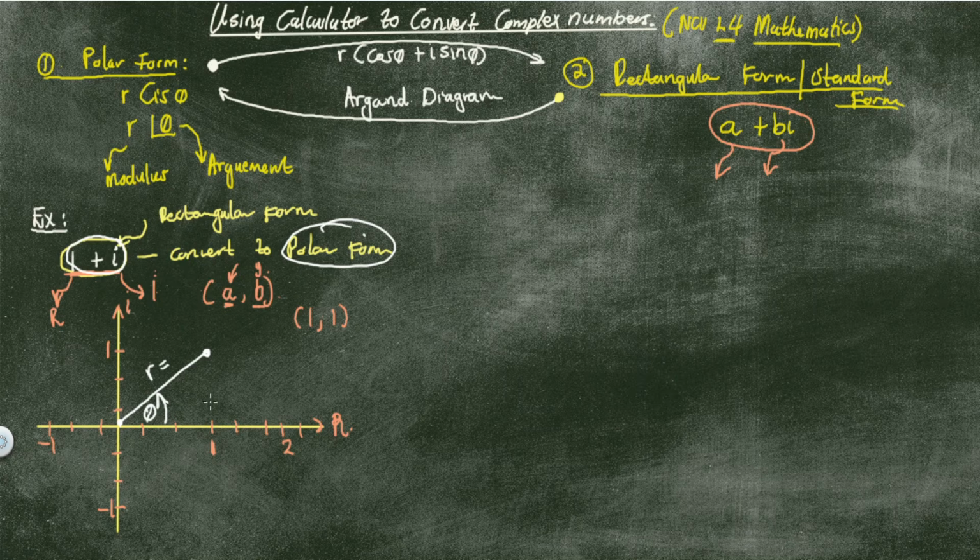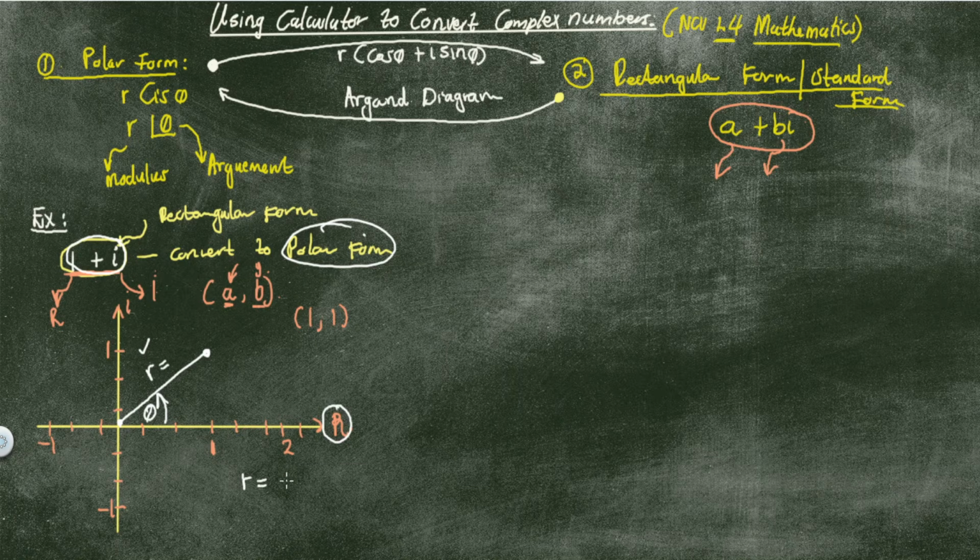The argument is always measured from the real or the x-axis anti-clockwise, right? From the real axis anti-clockwise. We need the modulus as well as the argument. So let's calculate those two.